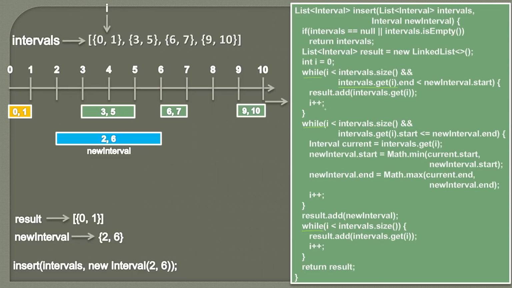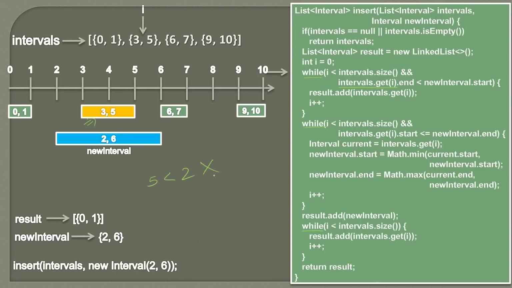Now we will increment I. I will come to the index 1. So I is less than intervals.size, which is 4. Intervals.get I, which is 1, gives 3,5. Now we are at 3,5. We check whether this interval's end is less than new interval.start. So here this interval dot end is 5. We check whether it is less than new interval.start, which is 2.